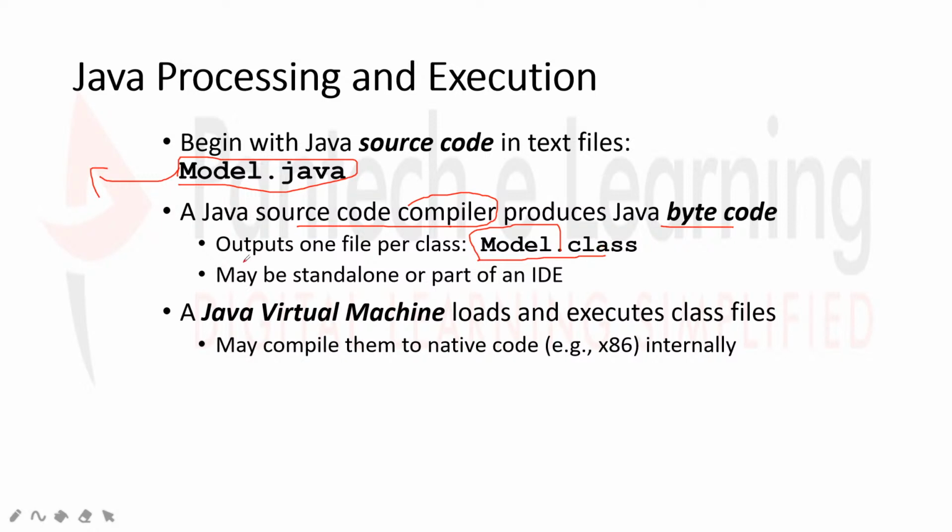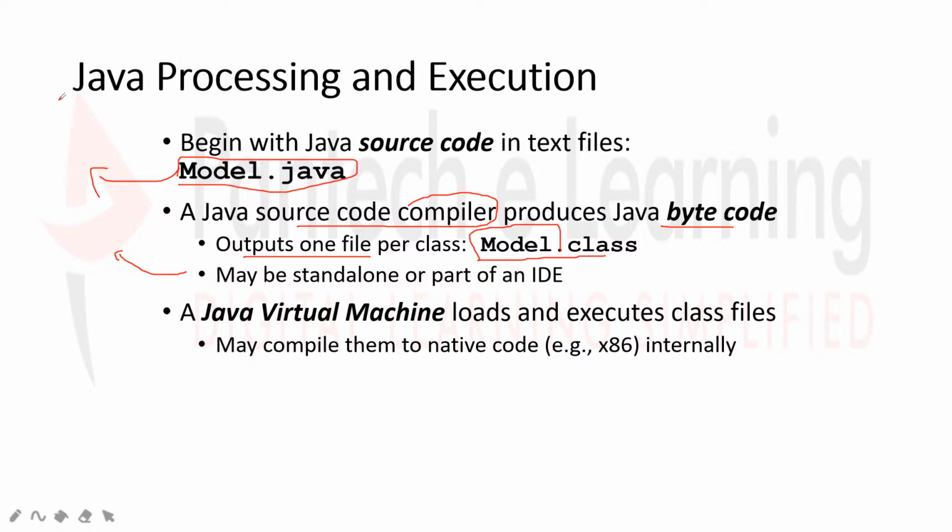Okay, so the output is one file per class, and it may be standalone or part of an IDE. This is the running procedure in the Java programming language. Not only for Java, if you take any language, the procedure of running the code is different. So this is the way that applies to the Java programming language.